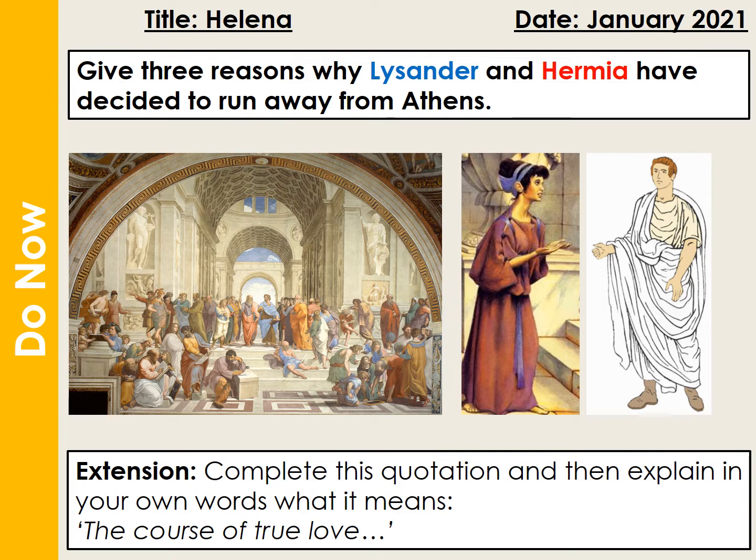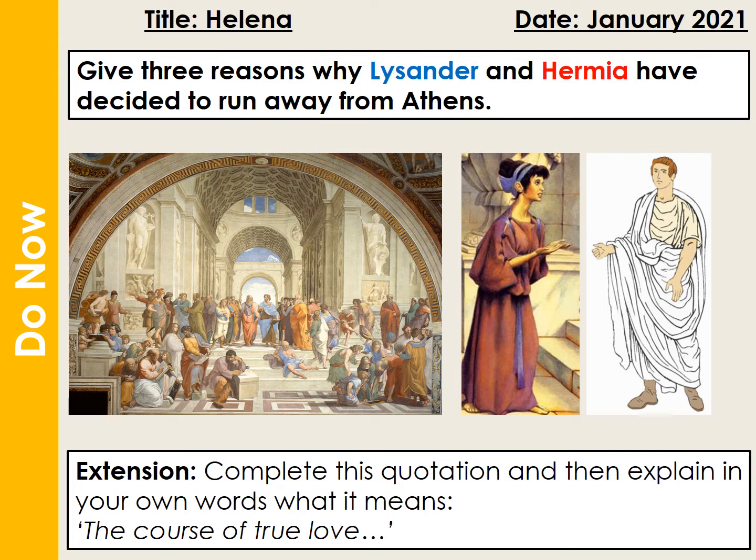Your title today is Helena. Helena is Hermia's best friend and her confidant, which means that she feels safe telling Helena her secrets. And you need to be writing down the date that you are completing the work, please. As before, make sure that you are underlining these so you remain in good practice.